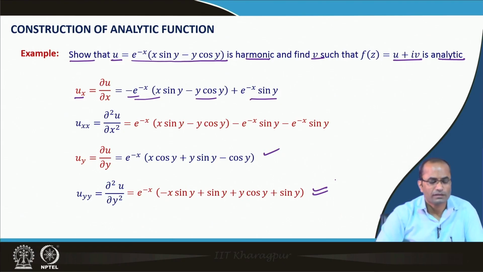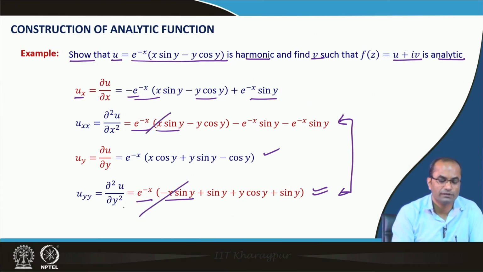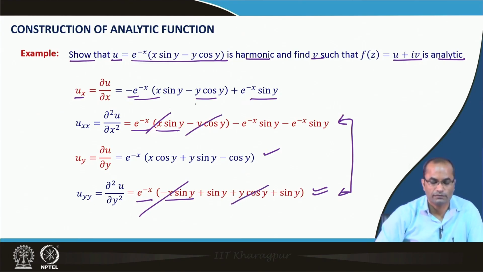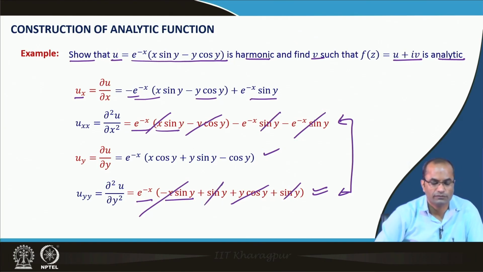Having these first and second order partial derivatives, what we observe from the second order derivatives is that u e power minus x, and we have minus x sin y, here the plus x sin y. So, when we add, this will cancel out, and this y cos y term here is with minus, so that will also cancel. Then the sin y term with e power minus x here with the minus sign will cancel out, and again here we have e power minus x, so that will also cancel out.